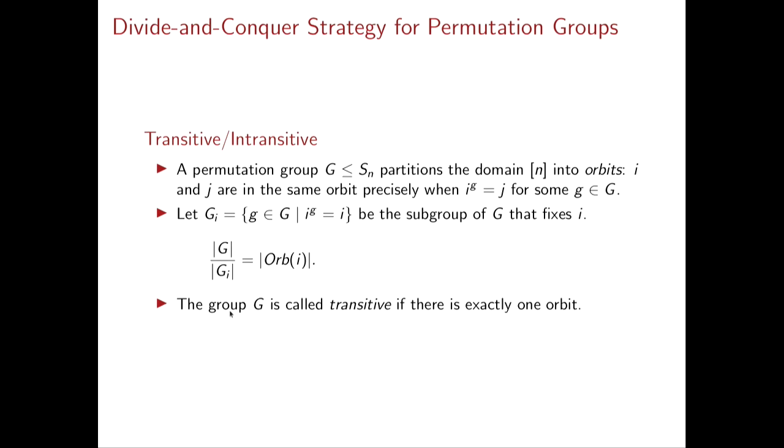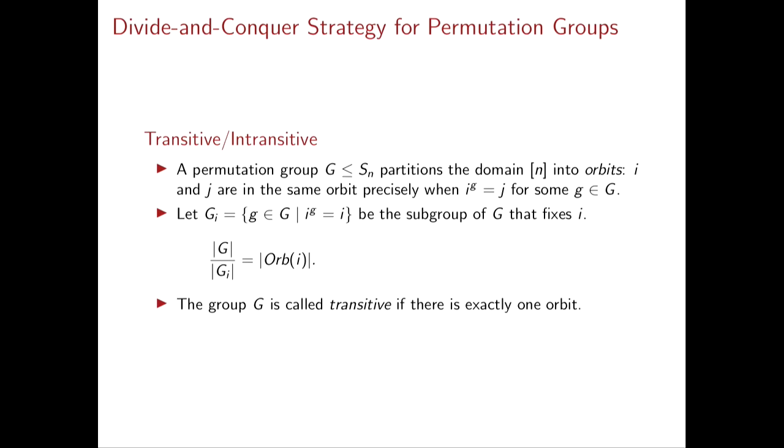And of course, Lagrange's theorem tells you that the number of distinct cosets is just the size of the orbit for the vertex I. So you have all these orbits and you know where they come from. They are identifiable with the cosets of these fixed point subgroups, the point stabilizer subgroups. And G is called transitive if there is exactly one orbit.